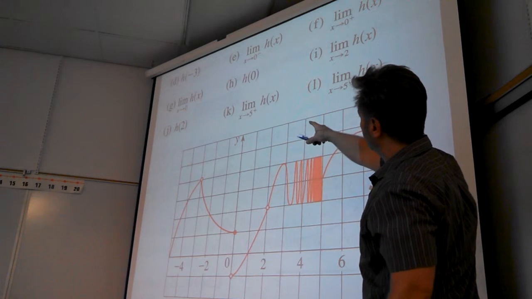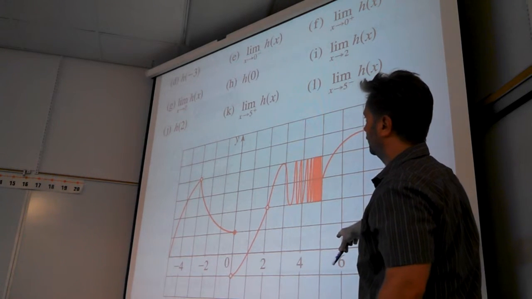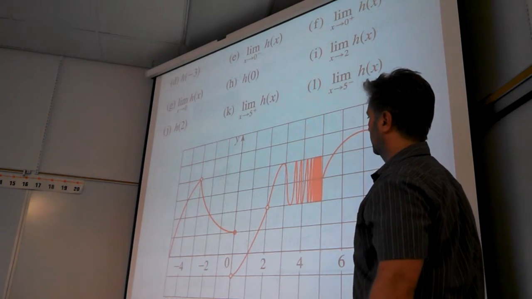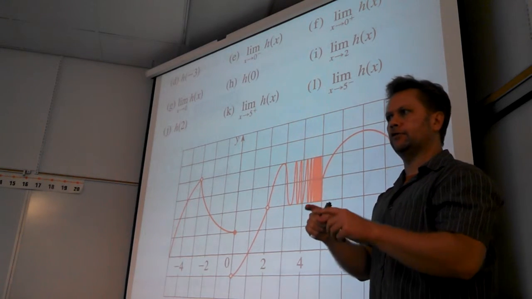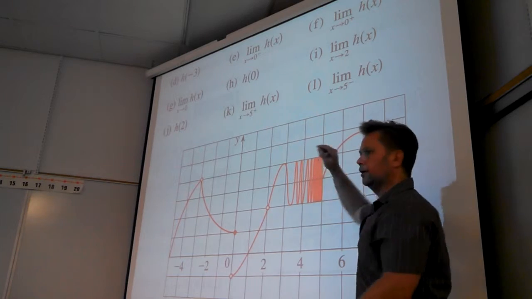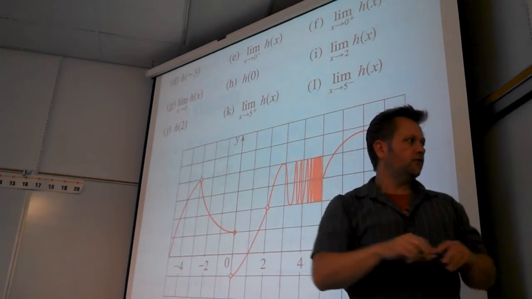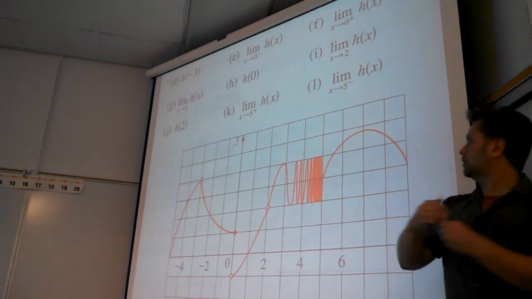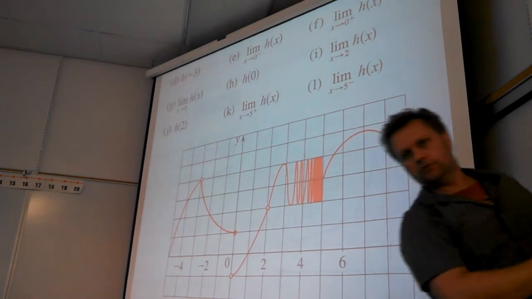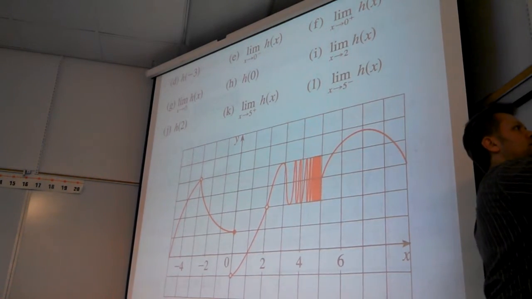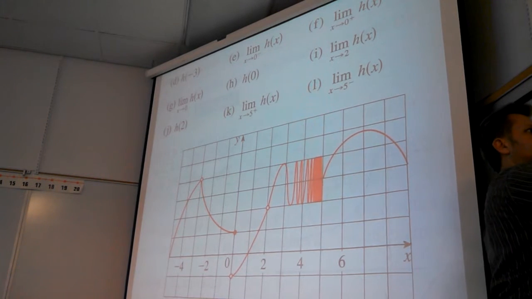So what's the limit as x goes to 5 from above? Infinity? No, as x goes to 5 from above is 3. Now here's the weird part. In fact, it's the same question. This question is the exact same question as this.